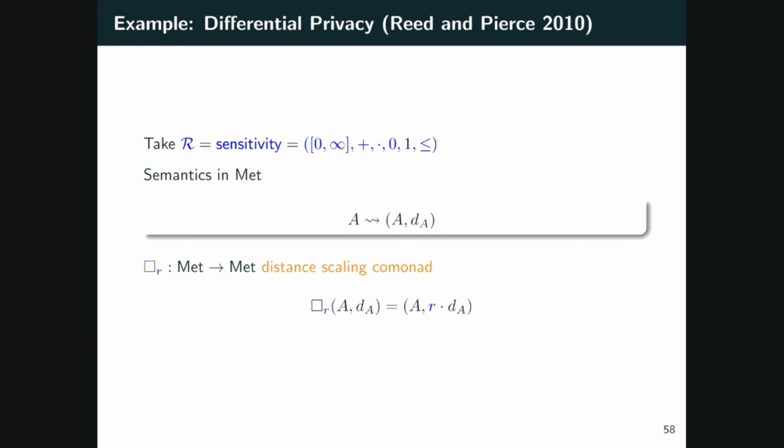Or if you take as a resource the sensitivity, so you obtain a calculus for differential privacy, then the denotational semantics of the calculus is given in the category of metric spaces. And the coeffects are interpreted as a comonad that just scales the distance.